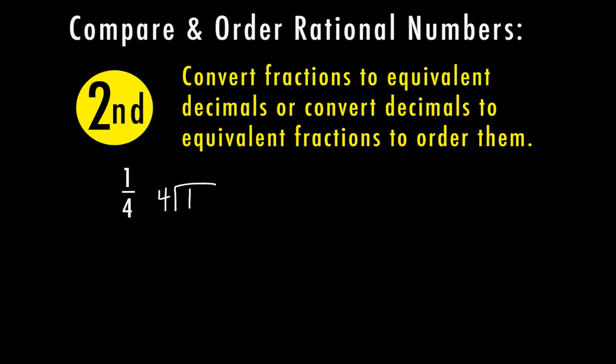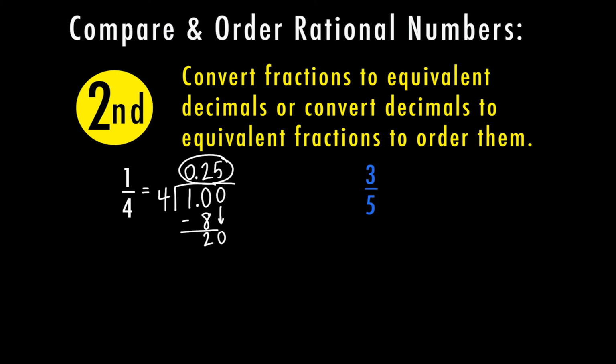Now 4 does not go into 1, so I'm going to add a 0 here, but I have to keep going, and I can't change the value of 1. So in order to keep the value the same, I'm going to add a decimal above and below and add a 0 so that I can keep dividing. 4 goes into 10 2 times. 2 times 4 is 8. When I subtract that, I have 2 left over. Bring down another 0, and 4 goes into 20 5 times. So my answer, 1/4, converts to 25/100ths as a decimal.